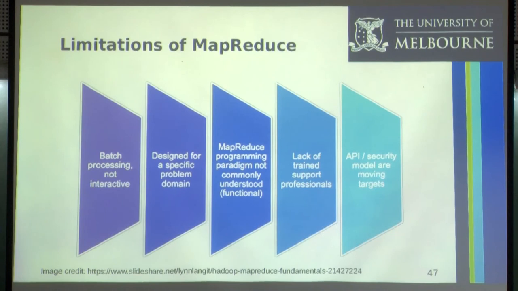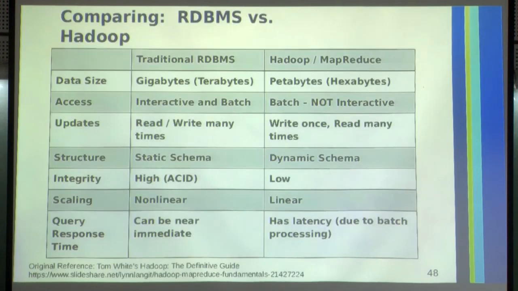So there are some limitations of MapReduce. It's batch processing. It's not interactive. It's designed for specific domains. Like, it doesn't work for everything. I actually teach high-performance computing and general parallel computing and parallel algorithms, which is much more general and you solve all different kinds of problems. But this is for a particular kind of domain. It might be some training, and it's a moving thing too, right? It's always changing.